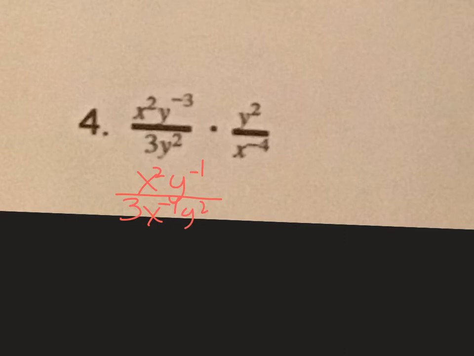So I'm sitting there looking at that thinking, okay, I've got a 3 in the denominator, nothing to do with a 3. The bigger x is on the top, so if I subtract 2 minus -4, it gives me 6. The bigger y is in the denominator. 2 minus -1 is 3. And that's it. The other way you could do it, remember, you can flip the negative ones and go that way.